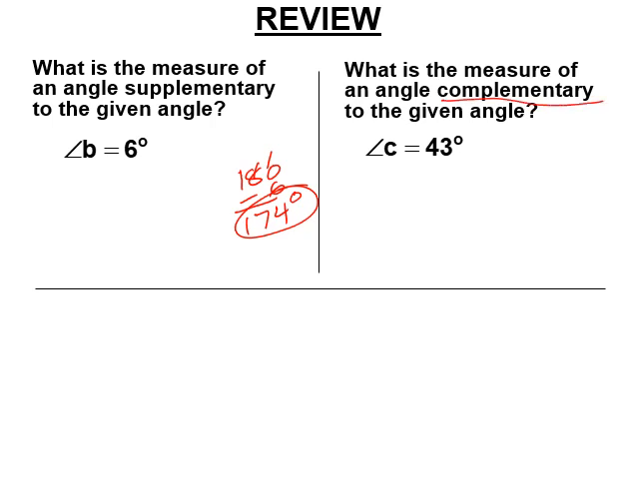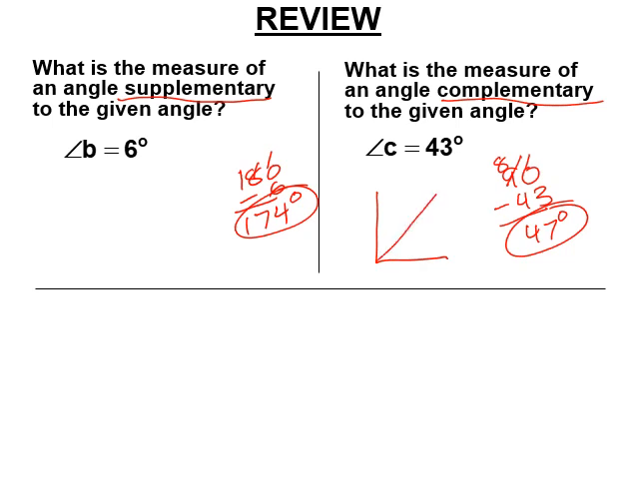This one says complementary. So what does that mean? That means it has to add up to 90 with this angle. So the complementary angle to that is 47 degrees. Please, supplementary, add up to 180. Complementary, add up to 90. Right? Here's some complementary angles. Here's one that's 43 degrees, and then here's one that's 47 degrees, and they add up to 90.